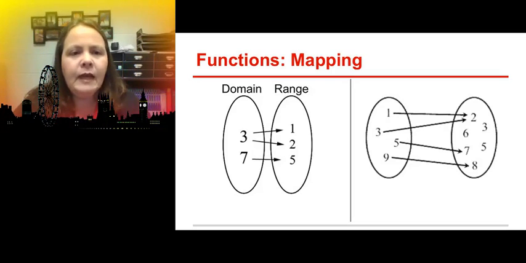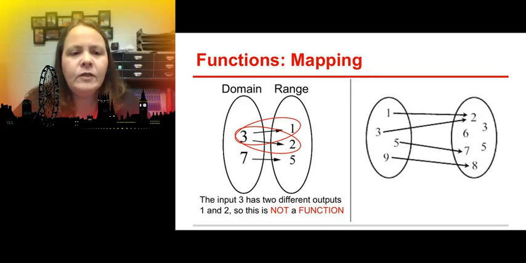And we're going to examine our input. So we're going to look at 3. 3 is the first input we're going to look at, and we notice that 3 maps to 1. We also notice that 3 maps to 2. Well, we know that in order for something to be a function, every input can only have one output. And here we have 3 that is an input that has 2 different outputs. So since 3 has 2 different outputs, this is not a function.